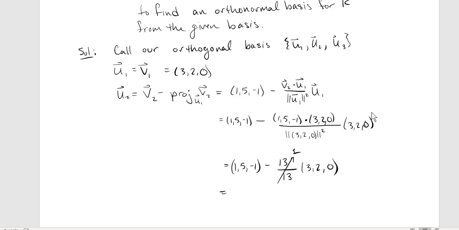This is just 1. We have the vector 1, 5, negative 1, minus 3, 2, 0. Easy to write down. Negative 2, 3, negative 1. That's our u2 vector.